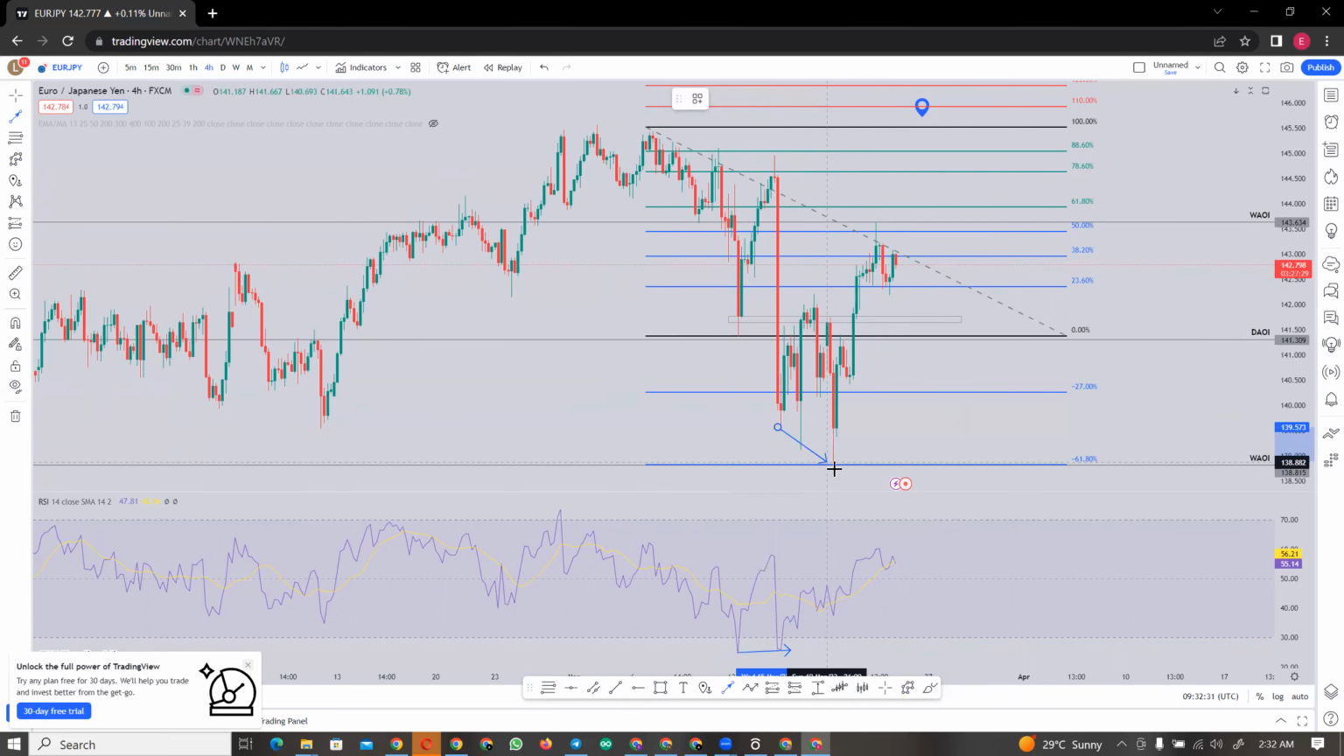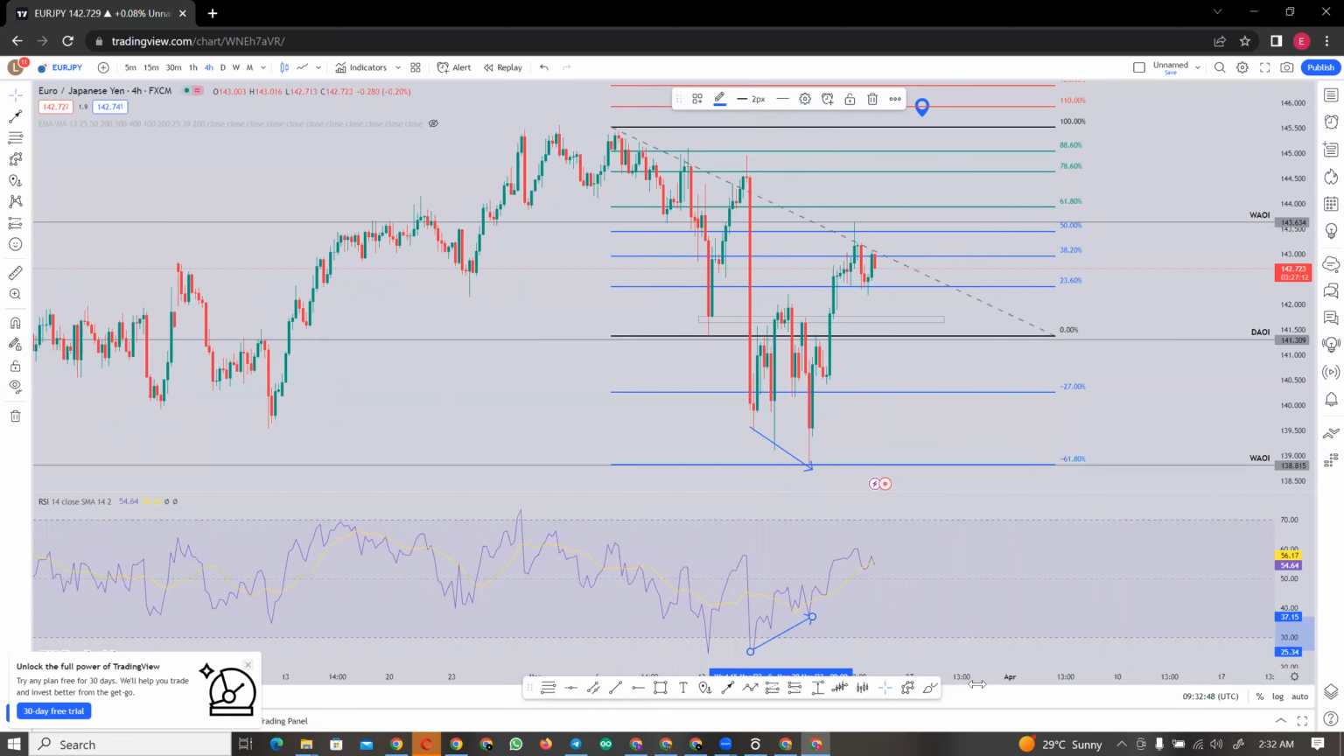Oh, I marked a different analysis. Look at this and then look at this. Look at this, please. See what happened here. Now look at this. This is a beautiful trade.